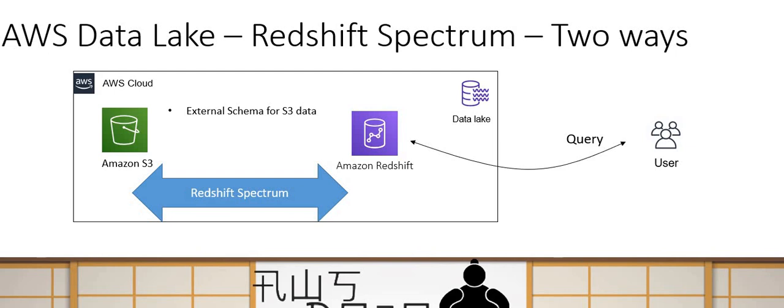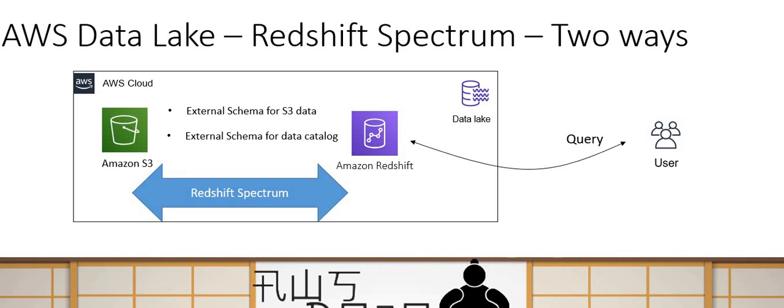External schemas, which can talk to S3, which is based on S3 data. That's the one thing, external schema based on S3 data. Or you can catalog your S3 data. You can use Glue to catalog your S3 data, and then you create an external schema on top of this catalog. So two approaches available.